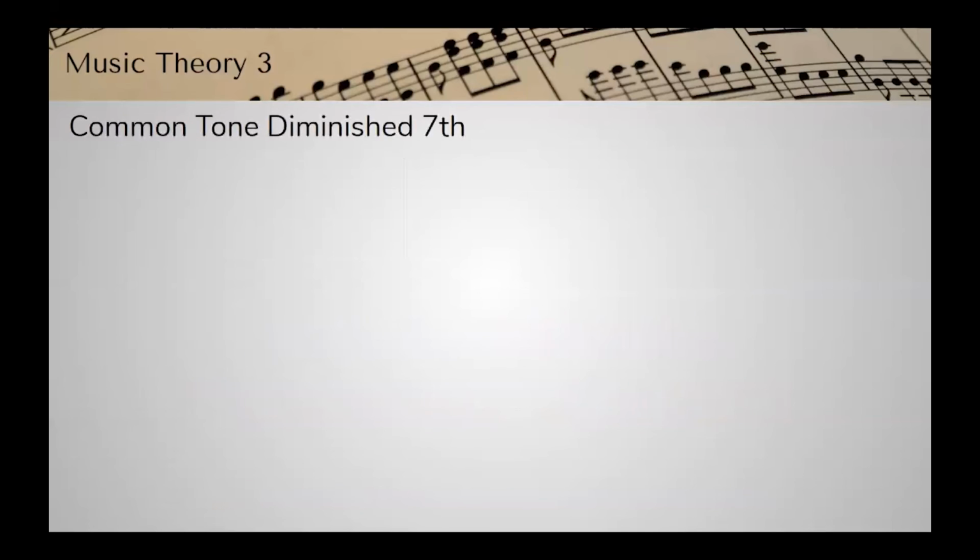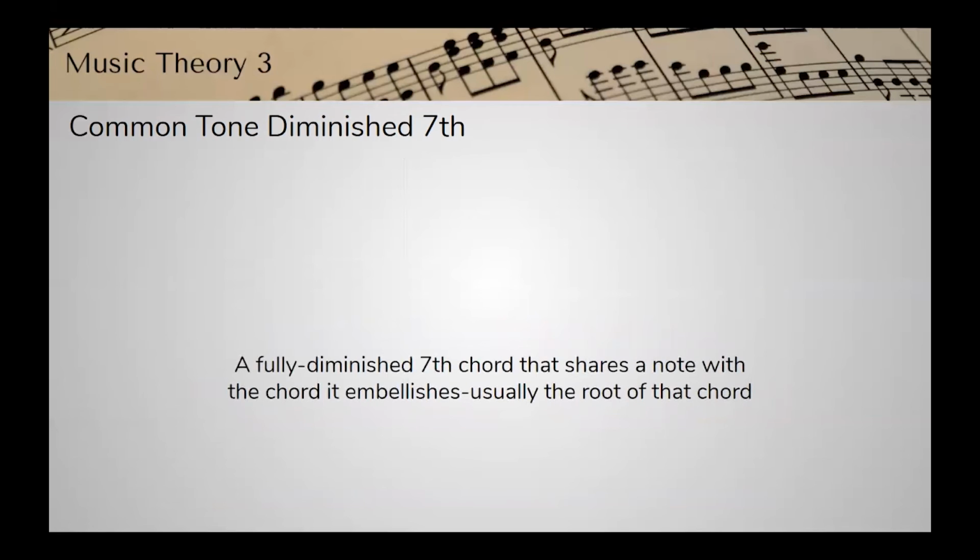Okay. So finally, the last one is called a common tone diminished seventh chord. And this is simply a fully diminished seventh chord that shares a note with a chord that it embellishes, and that note is usually the root of that chord. And we're used to diminished sevenths that act as the leading tone of a chord, but these are distinct. They do not do that because they don't have a note that is a half step below the root that they're leading to. So these don't work as leading tone seventh chords. We call them something else, a common tone diminished seventh.